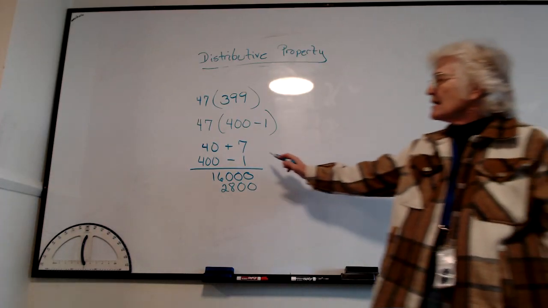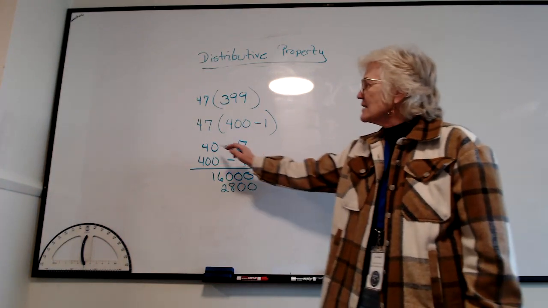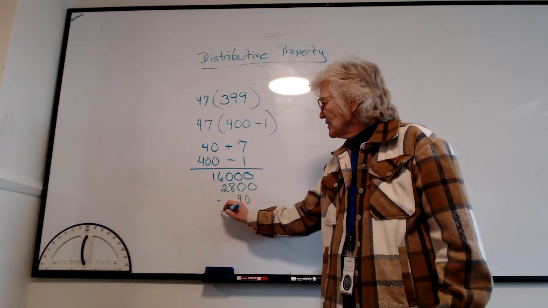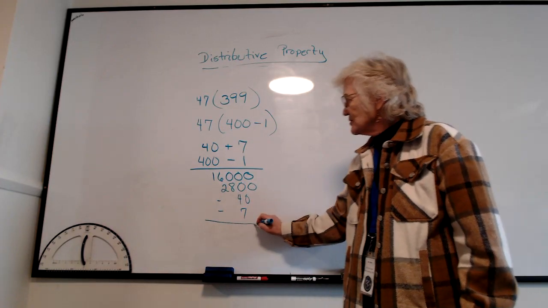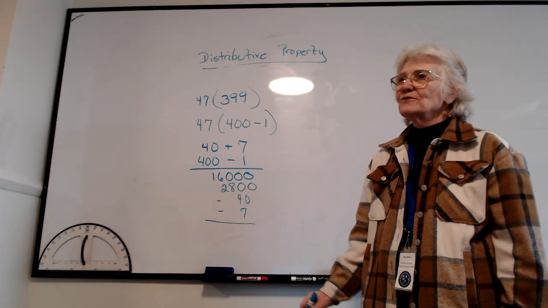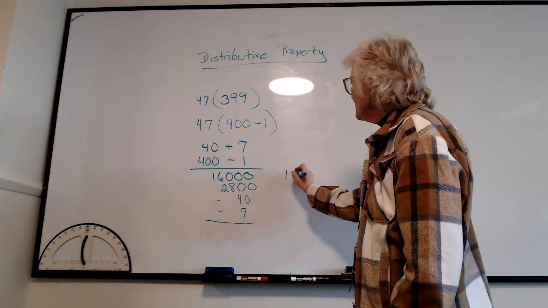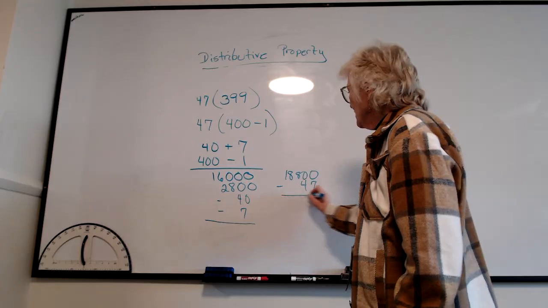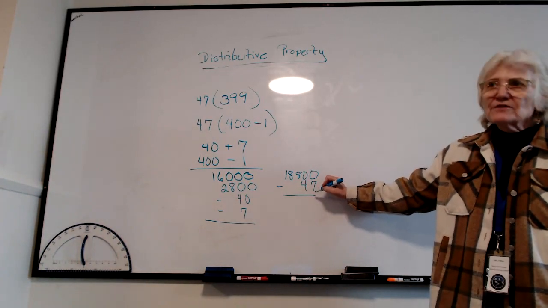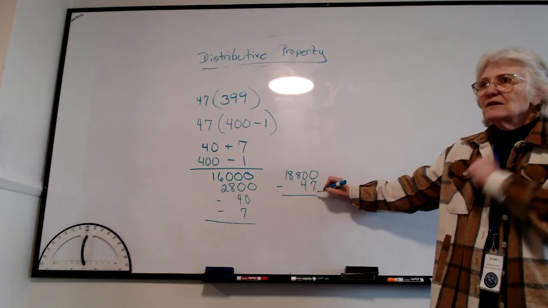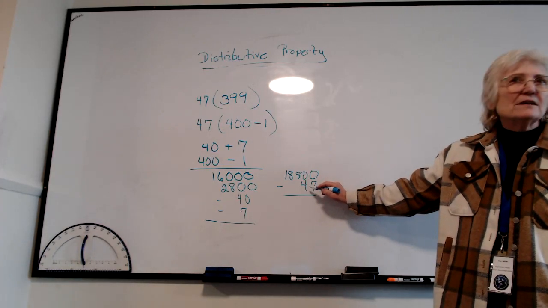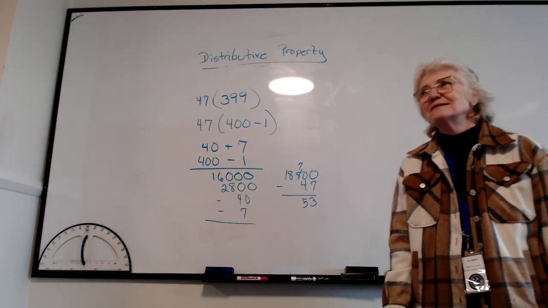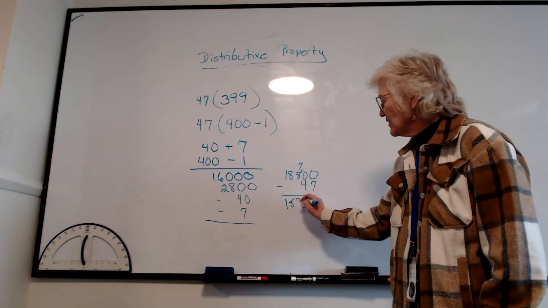Now that minus 1, right? That means I'm going to subtract the next part. I'm going to subtract 40, and I'm going to subtract 7. So if I wanted to, I could add these and then subtract the 47. So this would be 18,800 minus 47. Well, 47 and 53 make 100. You should know those. Because 53 and 47 make 100. So this is going to be 53. I borrowed one from here to do that. So I get 18,753.